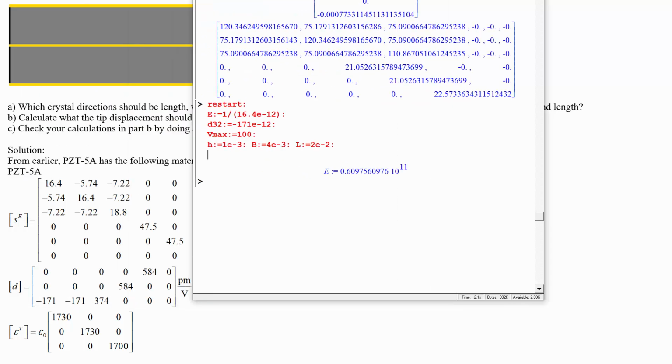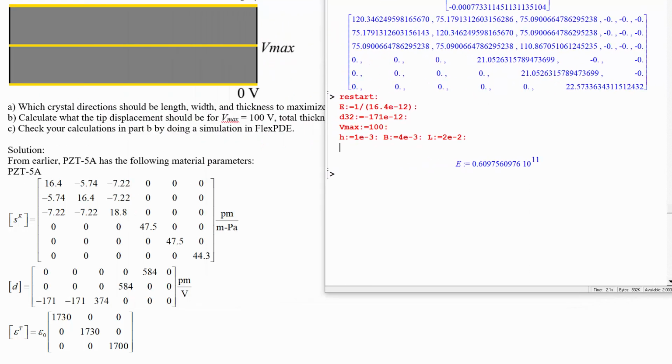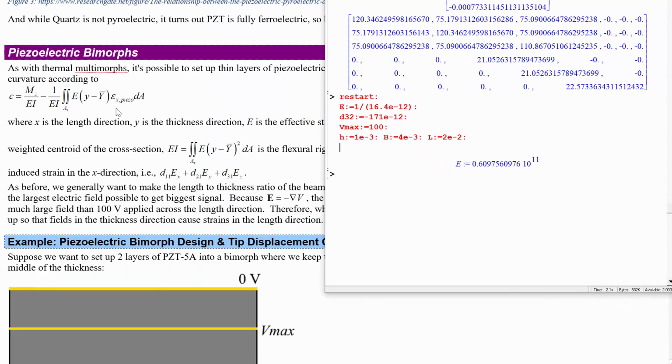Okay, so next up, we need to determine what Y bar is. And E is not location dependent, so it's just going to come out of the integral, but we can put in the full formula anyway. Y bar would be equal to the integral over the cross section. And actually, we shouldn't say Y bar, because the thickness direction isn't Y anymore. Thickness direction is Z. So Z bar would be the integral over the cross section.